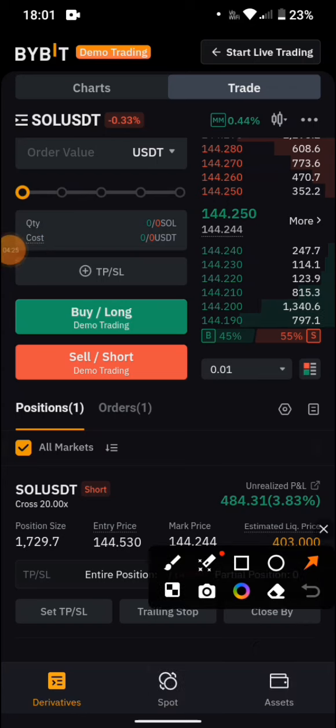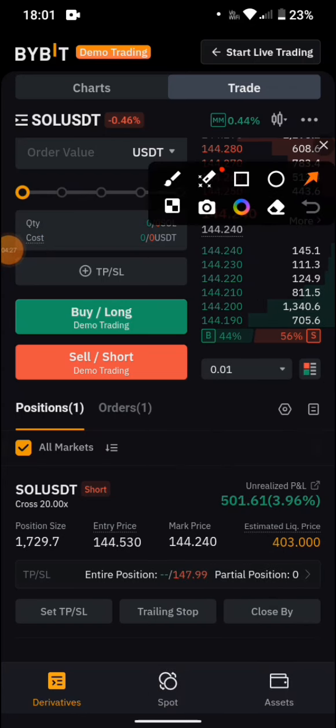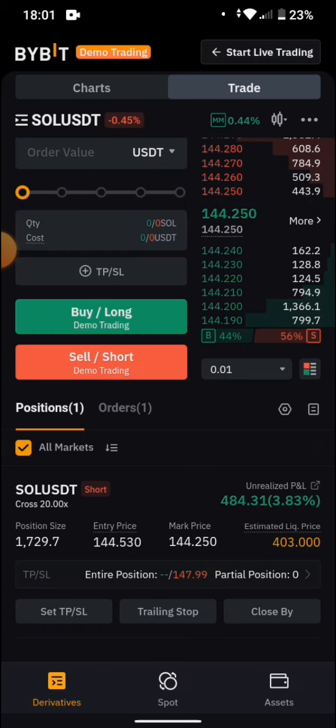As you can see here, this is what we call the liquidation price, where this arrow is pointing. Let me just highlight it again.